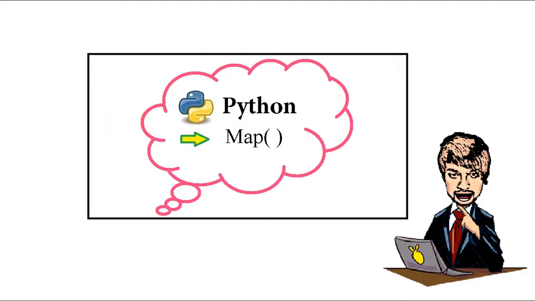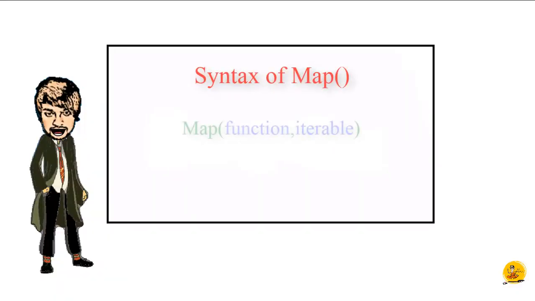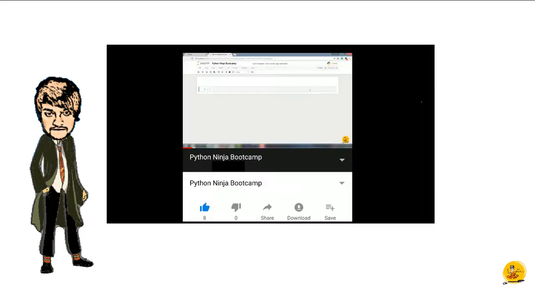In this lecture, we'll cover the map function. Let's get started. Map is a function that takes a function and an iterable and returns a new iterable. Let's see the general syntax of the map function. So here we have the map function, inside it a function as a parameter and an iterable as a parameter.